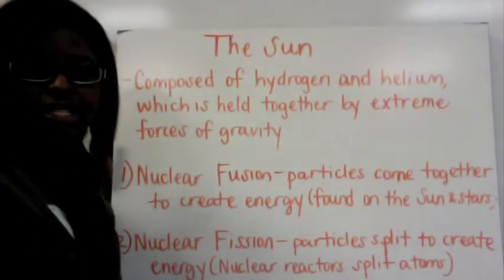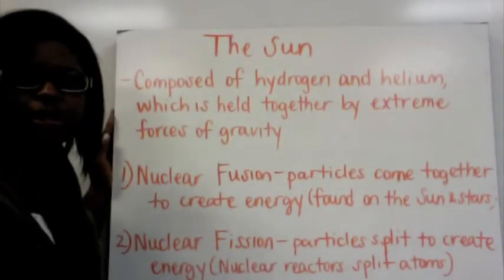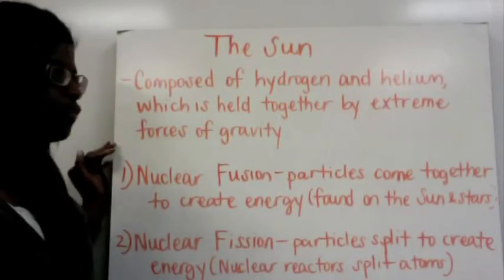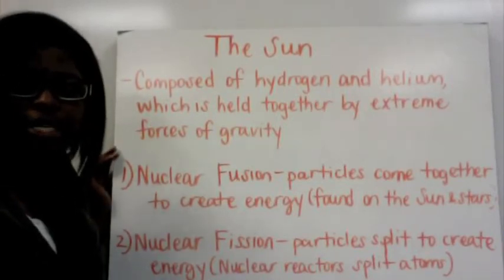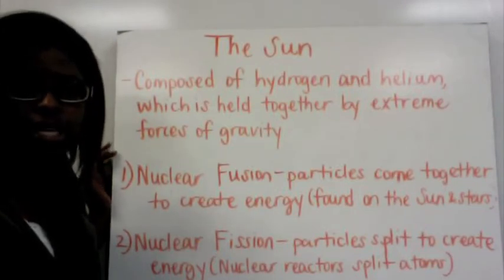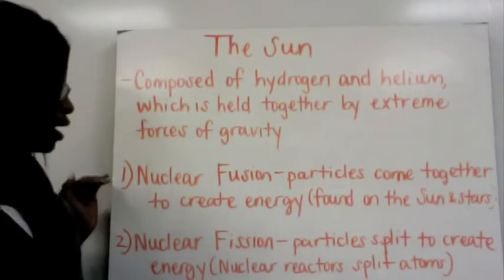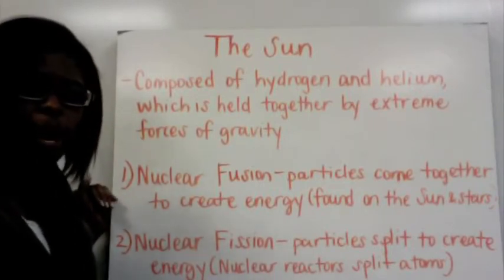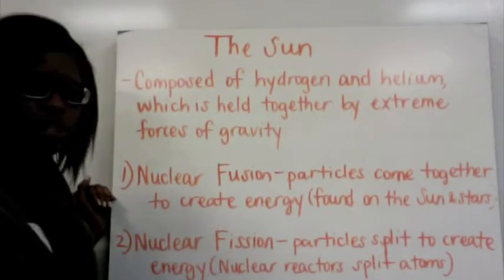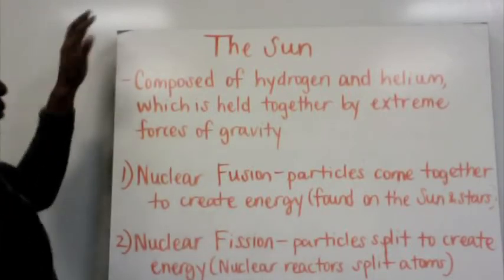So the sun is composed of hydrogen and helium, which is held together by extreme forces of gravity. Nuclear fusion: particles come together or fuse to create energy. This is found on the sun and other stars. Nuclear fission is when particles split to create energy, and this is typically what happens in our nuclear reactors when they split atoms.